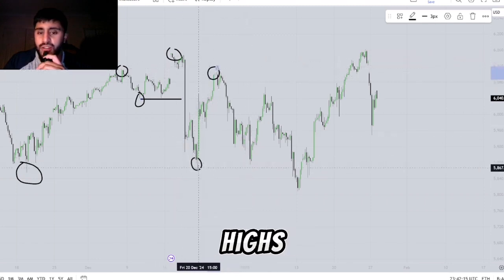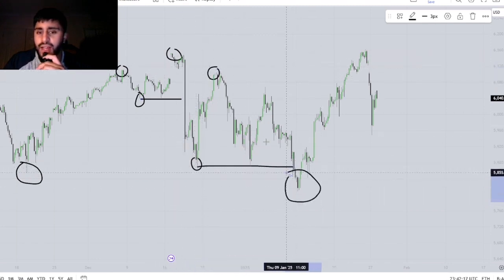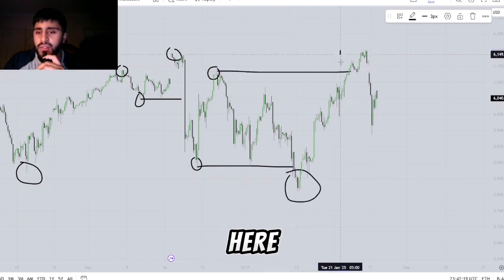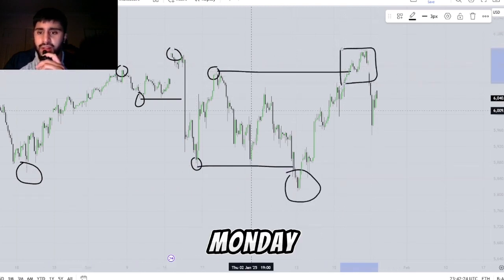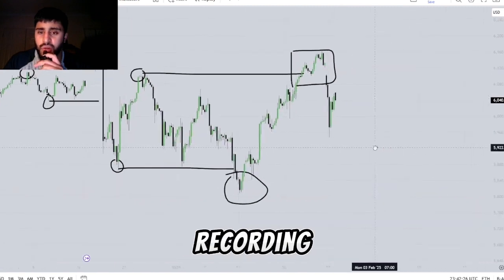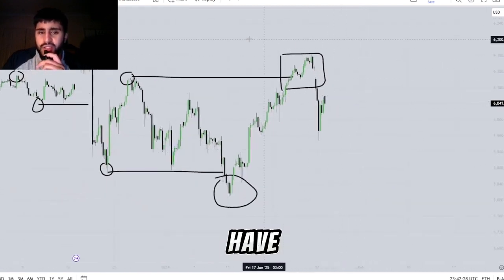So we have our market structure highs and lows. We have a break over here. And now from here, we've had a break over here. Now, this is interesting to understand. This is very, very interesting. Well, we're going to be going over a trade on Monday, the 27th of January, time of recording, right? So why did we have such a sell-off over here?